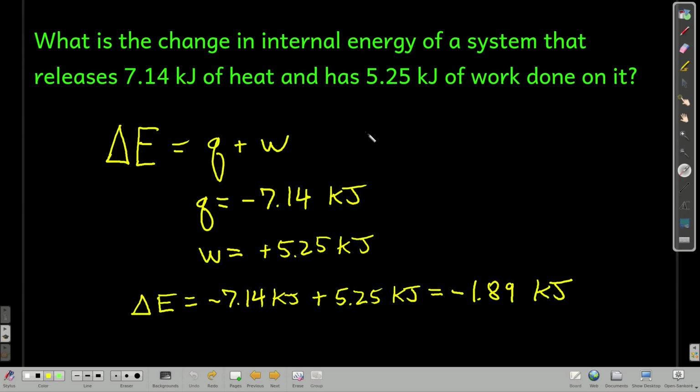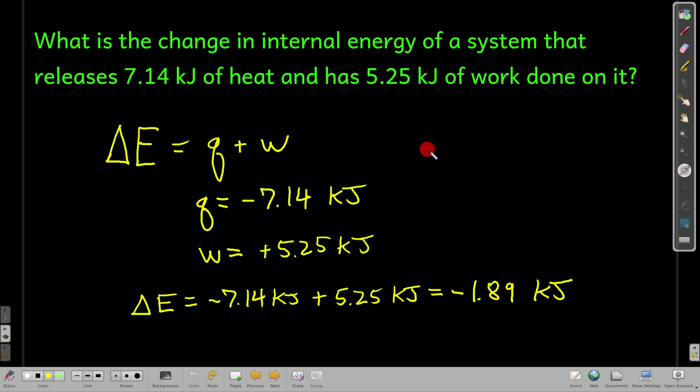All right, so now let's look at a little example. We want to calculate the change in internal energy of a system if it releases 7.14 kilojoules of heat and has 5.25 kilojoules of work done on it. So first of all, releases means negative. Heat is thermal energy, that's Q. Work is W, and done on the system means W is positive. So we get delta E equals Q plus W. Q is negative 7.14, W is positive 5.25, and we get negative 1.89 kilojoules.